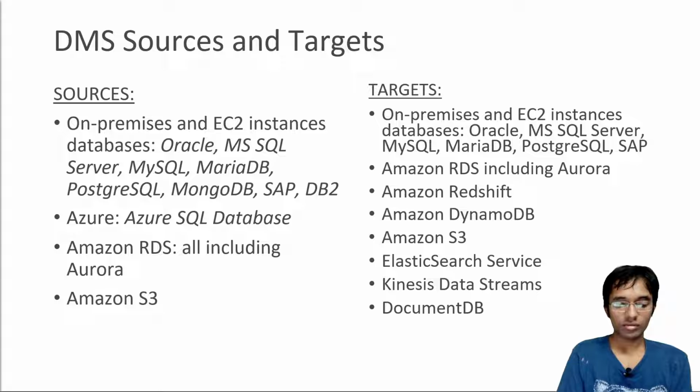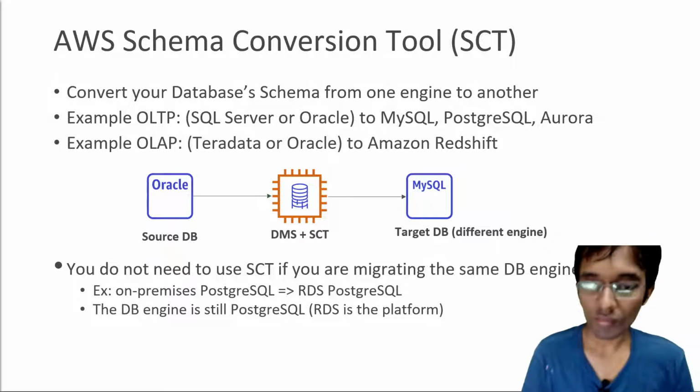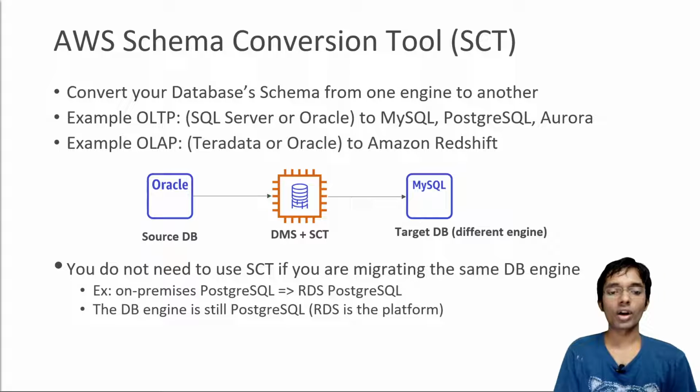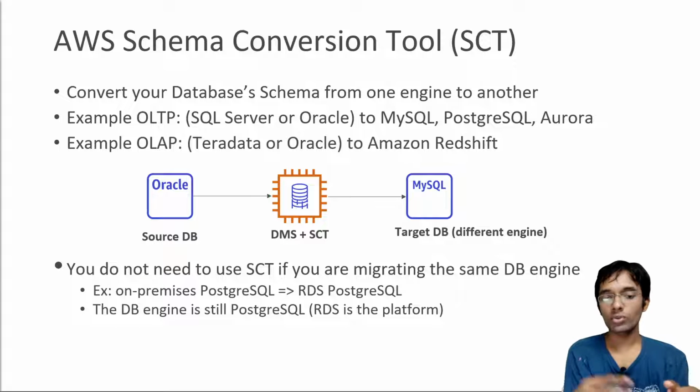So now, AWS SCT, the Schema Conversion Tool. This tool converts your database schema from one engine to another. For example, if you are doing OLTP, say from SQL Server or Oracle into MySQL, PostgreSQL, or Aurora, then you have to change the database engine, and so you are going to use SCT, the Schema Conversion Tool. For OLAP, for example, you want to migrate from Teradata or Oracle into Redshift.